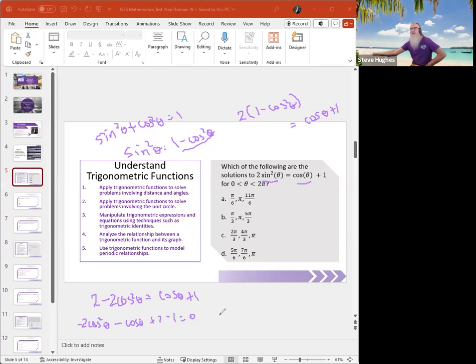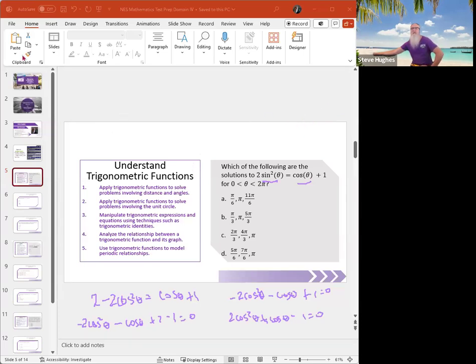Which gives me -2 cosine squared theta minus cosine theta plus 1 equals 0. Make everything positive as much as you can. So I'm going to change the terms by multiplying by -1. And I now have 2 cosine squared theta plus cosine theta minus 1 equals 0. Now stop right here and ask yourself a question. How can I best solve this? While you're thinking about that, I'm going to erase some of this information, so we have some more room to work.